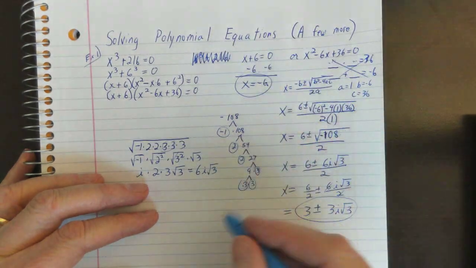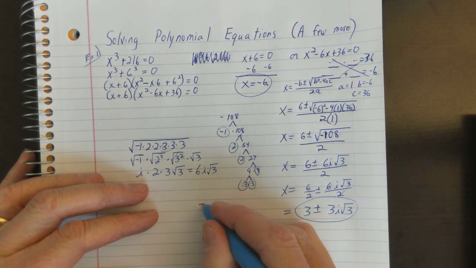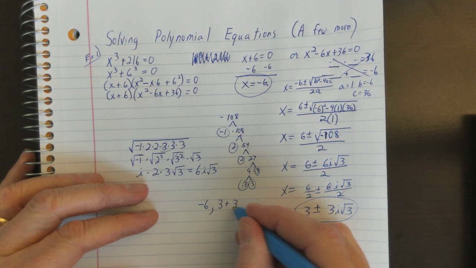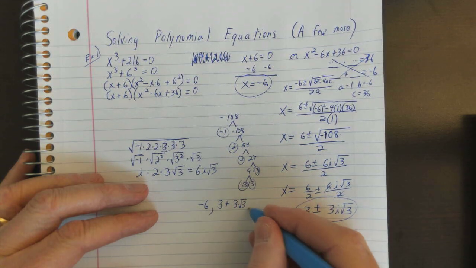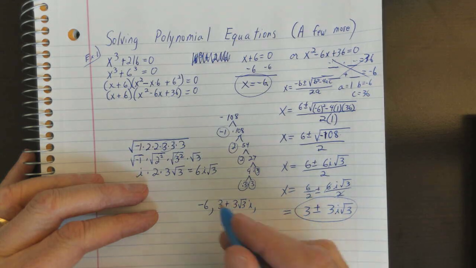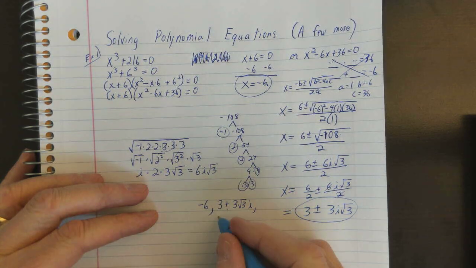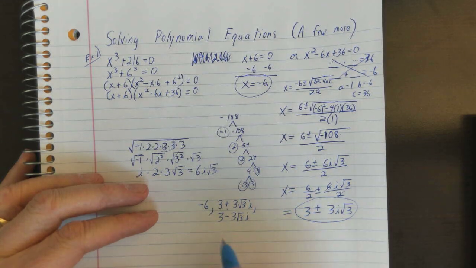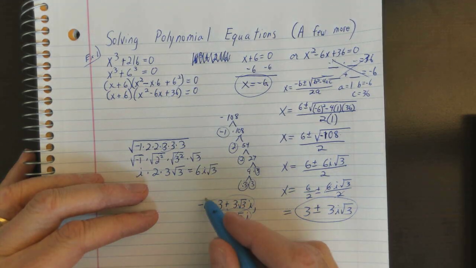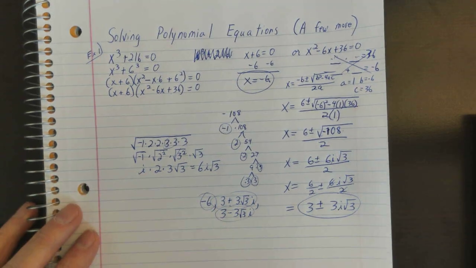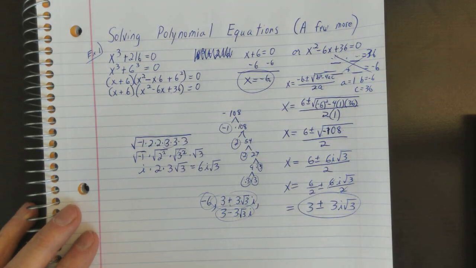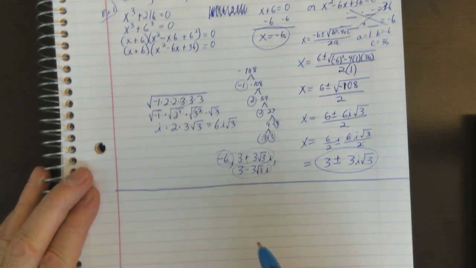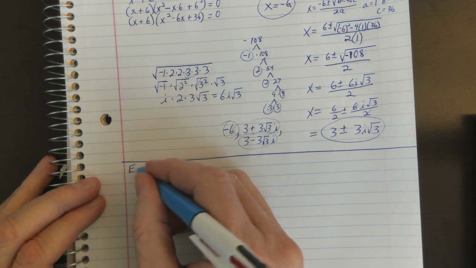All right, so we have one real answer, negative 6. We've got a 3 plus 3, I'm going to put the i back in now. Got an imaginary solution. And we got another imaginary solution. So 2 imaginary and 1 real solution there. All right. Next example.